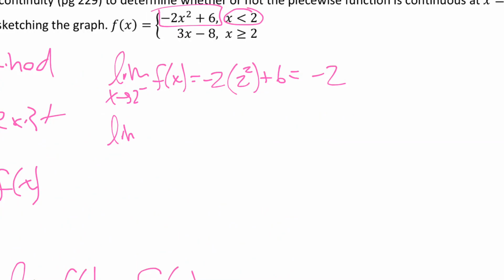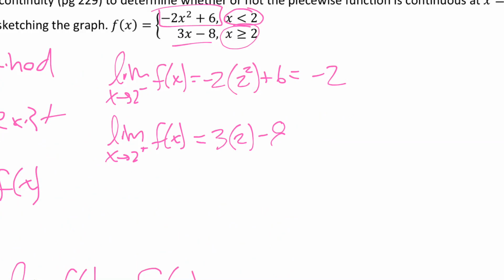All right. Limit as x approaches 2 from the right of f of x. Well, if we're to the right of 2, then we are bigger than 2. So directly substitute into that bottom part of the function there. So 3 times 2 minus 8, and again we get negative 2.